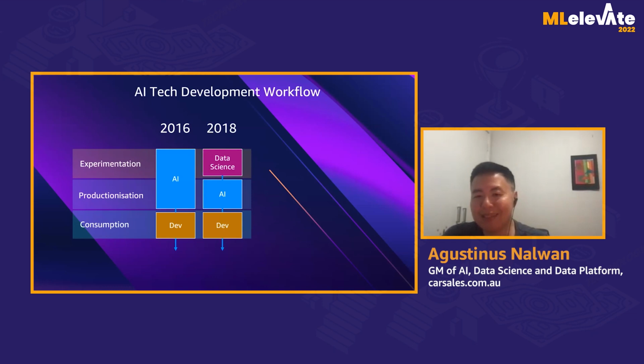And in 2018, a new data science team was formed. Again, it's a small team of less than 5 people. And this creates a second workflow. Instead of the AI team building everything from end to end, now the data science team is also helping build the AI model, conducting the experimentation. And with the help of the AI team, the data scientist will productionize the model.